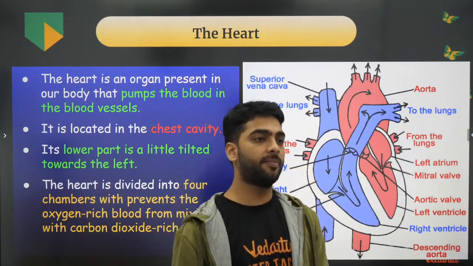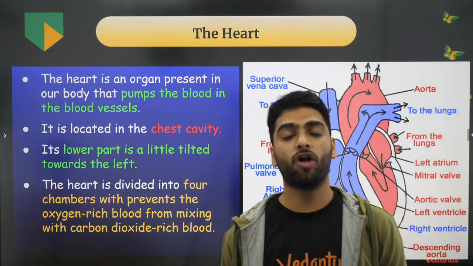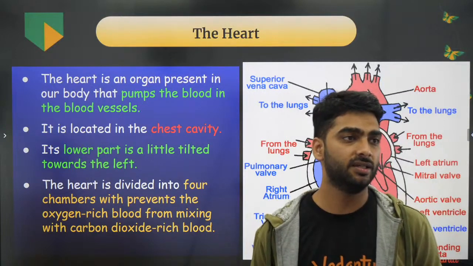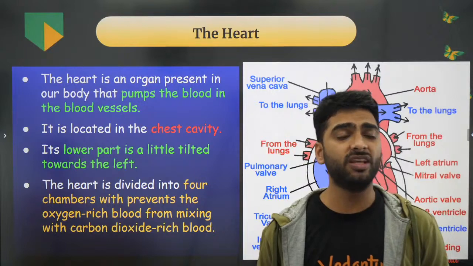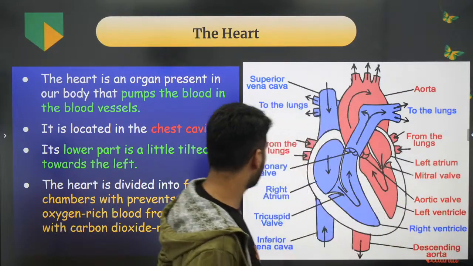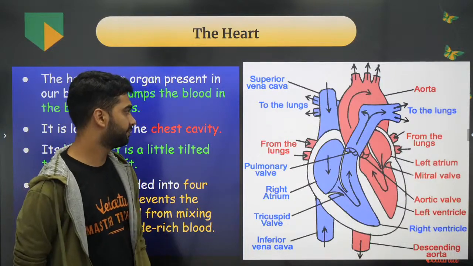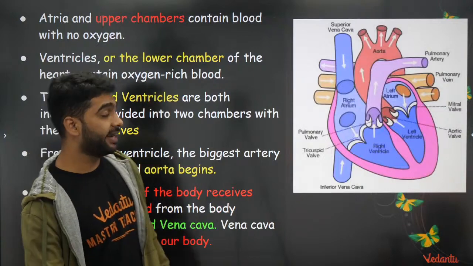Aorta is the largest artery which carries the oxygenated blood from the left ventricle to the entire body. ठीक है? Vena cava is a part of the heart. Superior, inferior vena cava, they are a part of the heart only. ठीक है? Read it once again.